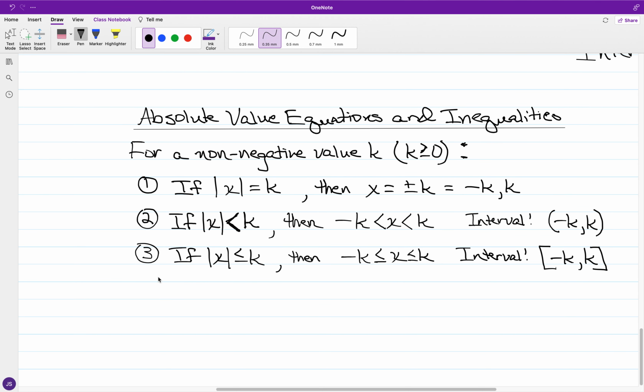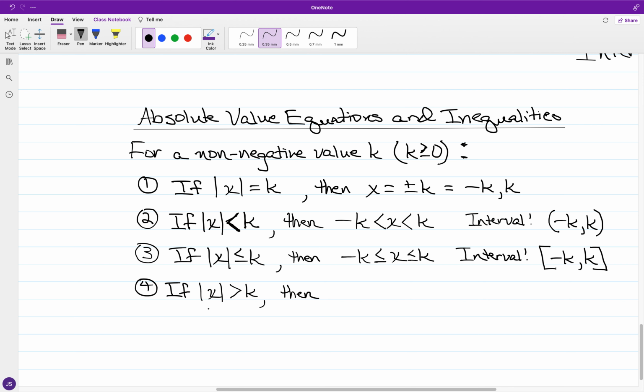But now if I change things up, if the absolute value of x is greater than k, what's going to happen is that upon removal of the absolute value bars, you're going to have two distinct inequality statements regarding x, and they will be polar opposites, in a sense.